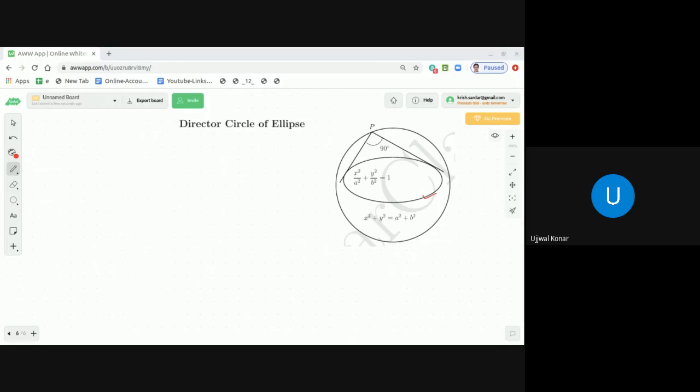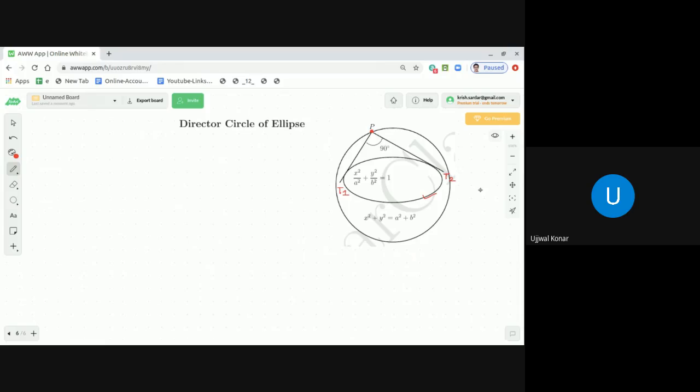Now, very importantly, note it down, dear students. Let us take a point P such that two mutually perpendicular tangents can be drawn to an ellipse from that point P. So we are taking a point P here, dear students. From that P, you see there are two tangents that have been drawn. One is PT1 and the other is PT2.